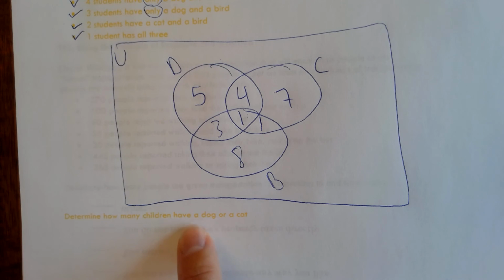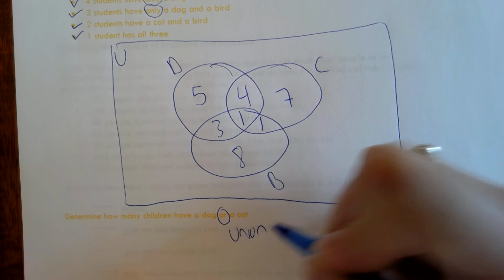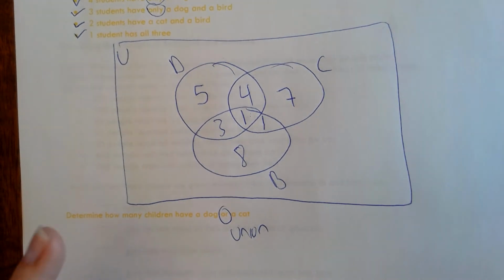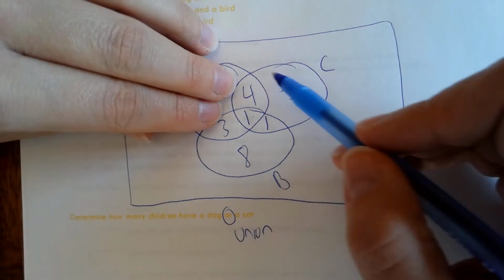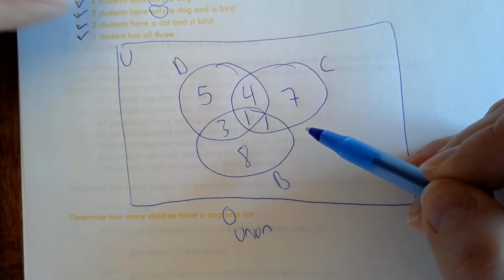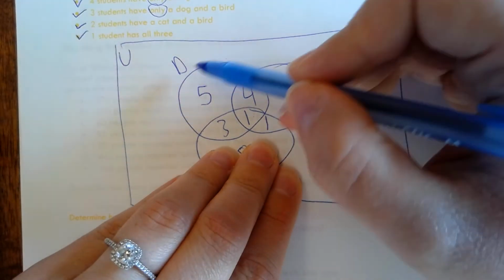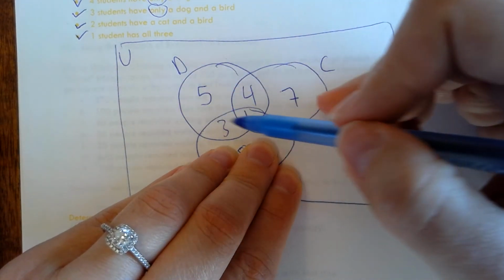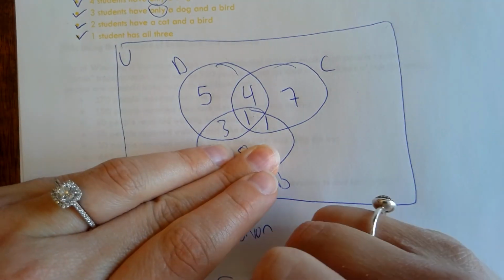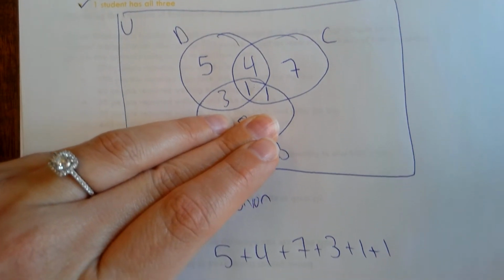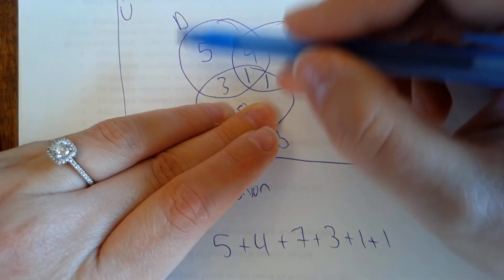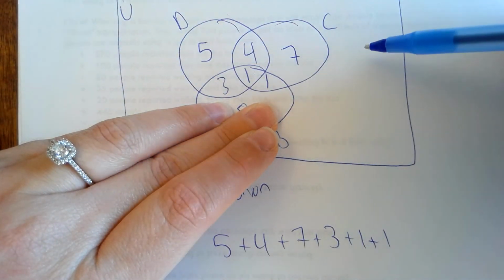Determining how many children have a dog or a cat. So there's that word "or" again, that's union, which means they have a dog or a cat or a dog and a cat, and something else, I don't know. So when I'm looking at this, I'm looking at cat, I'm looking at dog, oops, sorry, that's bird. I'm looking at dog and I'm looking at everything in here. So a dog or a cat, I'm going to add 5 plus 4 plus 7 plus 3 plus 1 plus 1. I'm going to add up all of those numbers because that's what union means. It's everything in those two things.